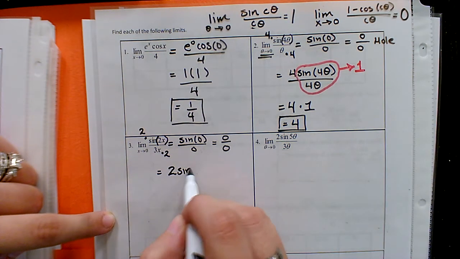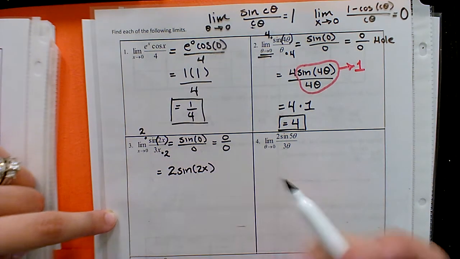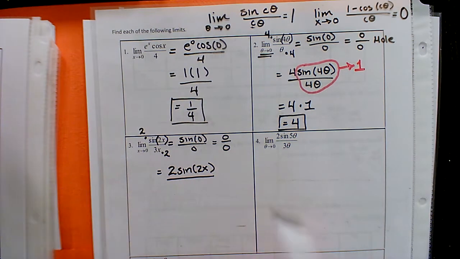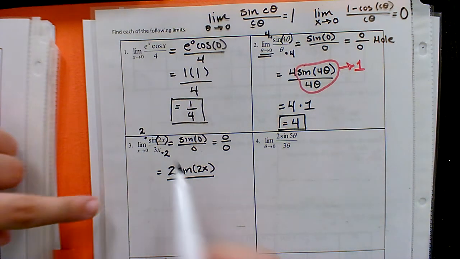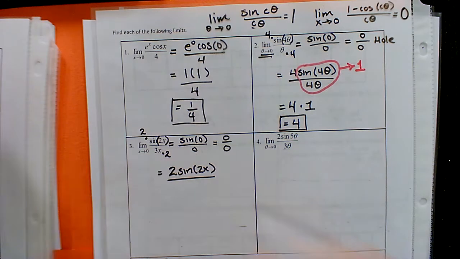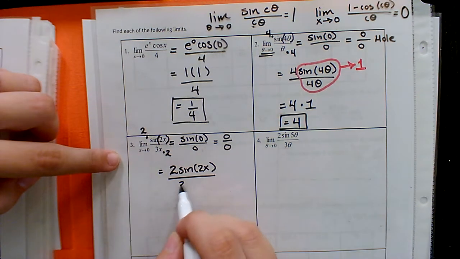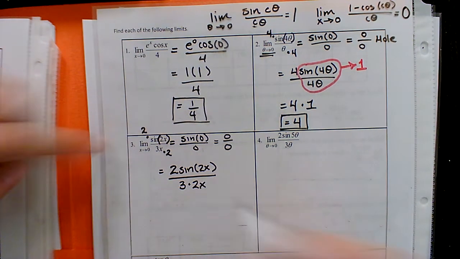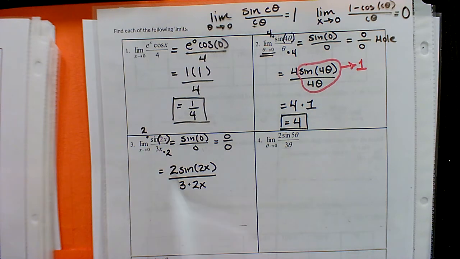So we have 2 sine of 2x. All right, now down below we have 3x times 2, but do you realize how all that stuff's being multiplied together? And when you multiply, order doesn't really matter. So can't I technically do this as well? Instead of 3x times 2, I can do 3 times 2x. Order doesn't really matter when you multiply.